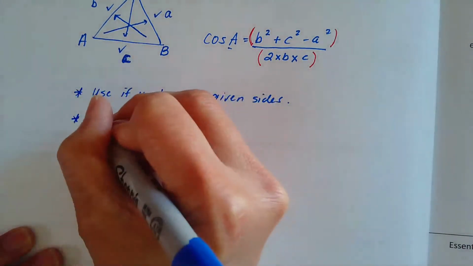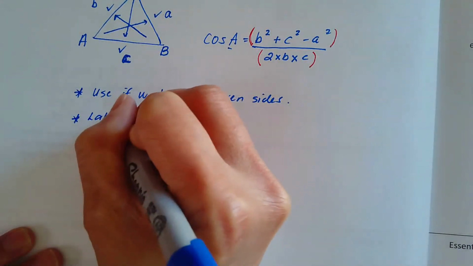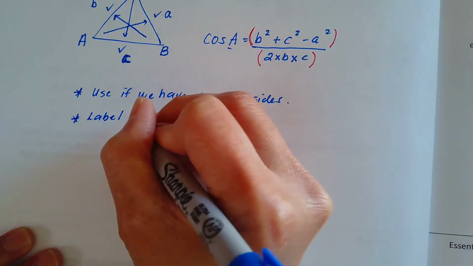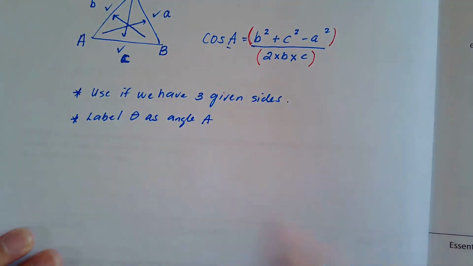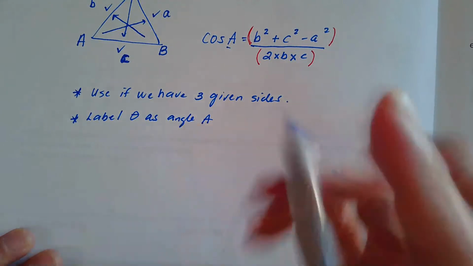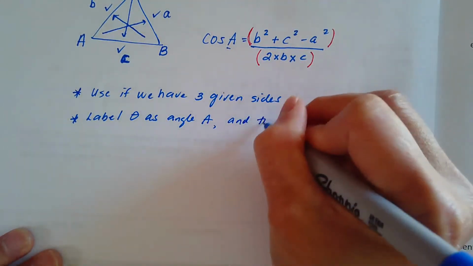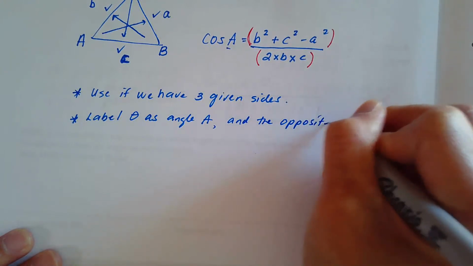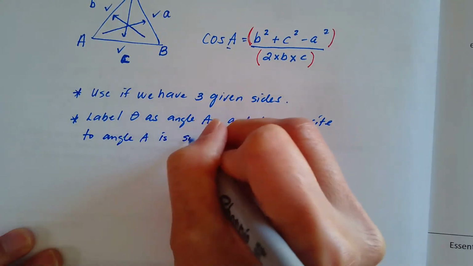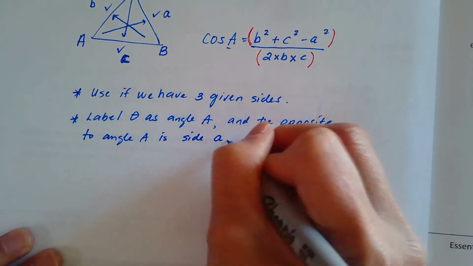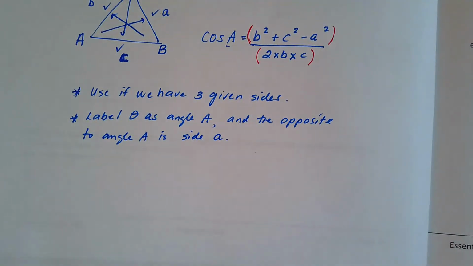So label theta as angle A, and then once we've labeled angle A and the opposite side, side A, there we have it. We are finished. So this one didn't take long.